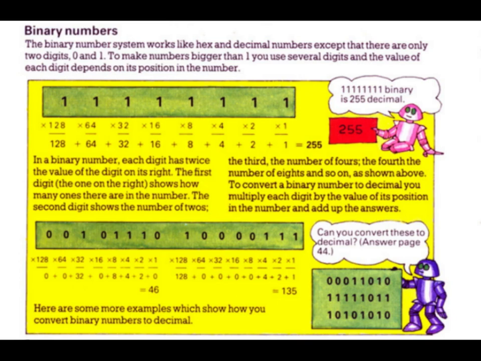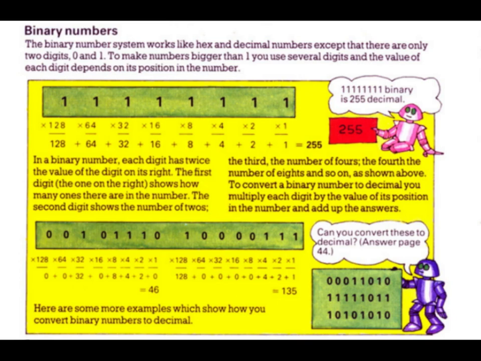So it's, I hope, fairly clear that the maximum number, of course, would be if everything was switched to a 1. And as it explains here, that maximum is 255. So an 8-bit number can be anything from 0 to 255.